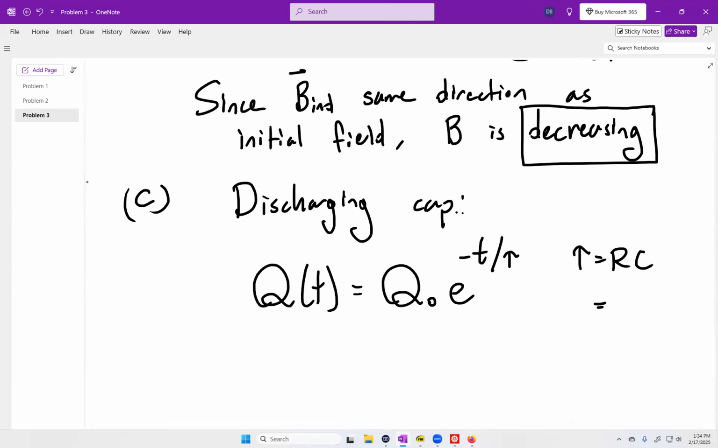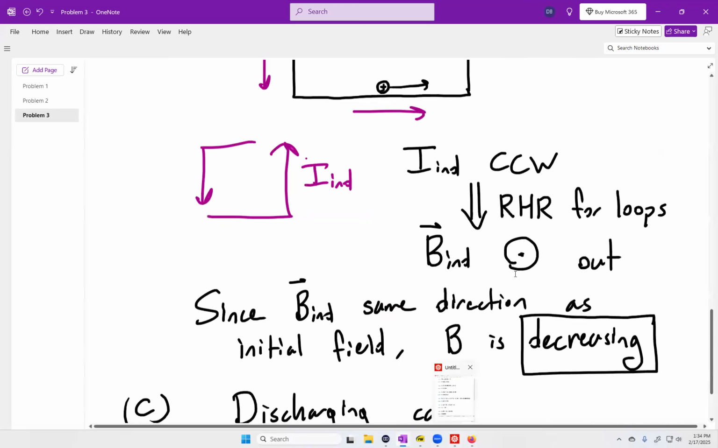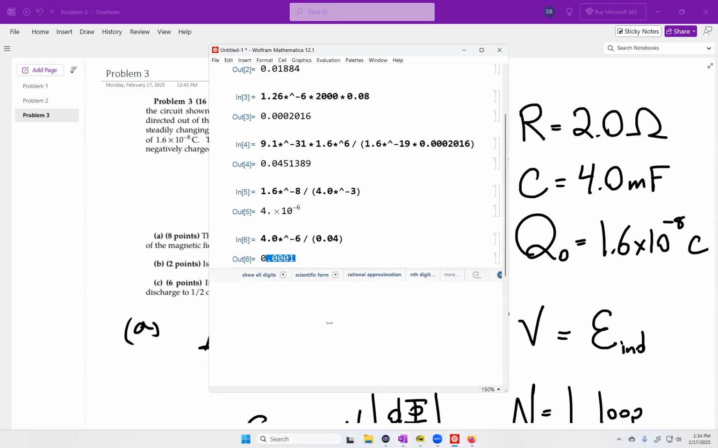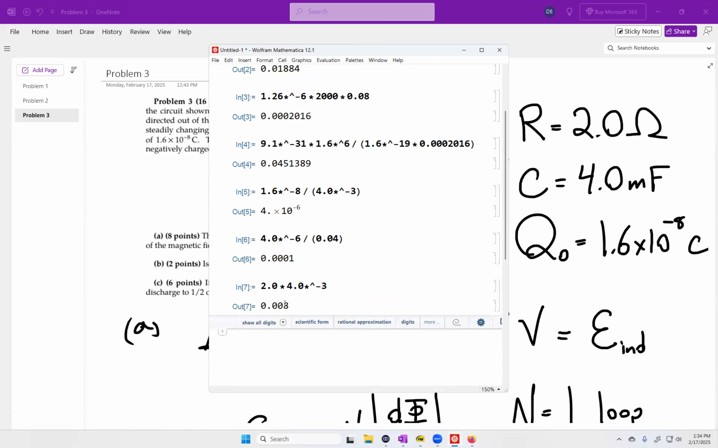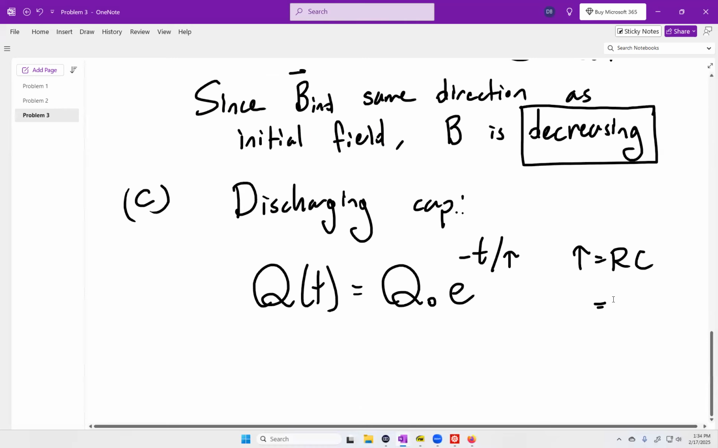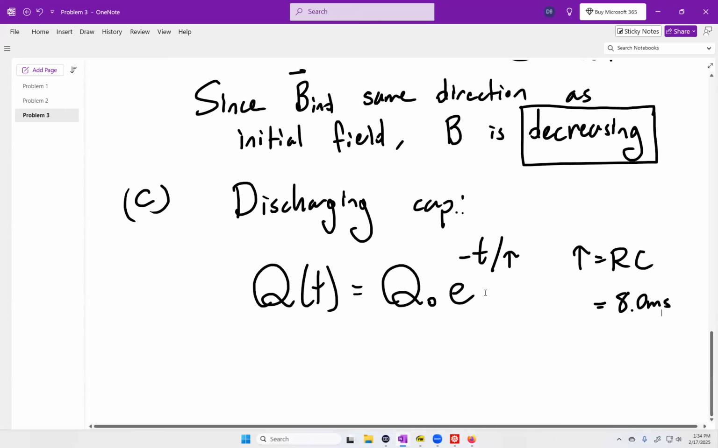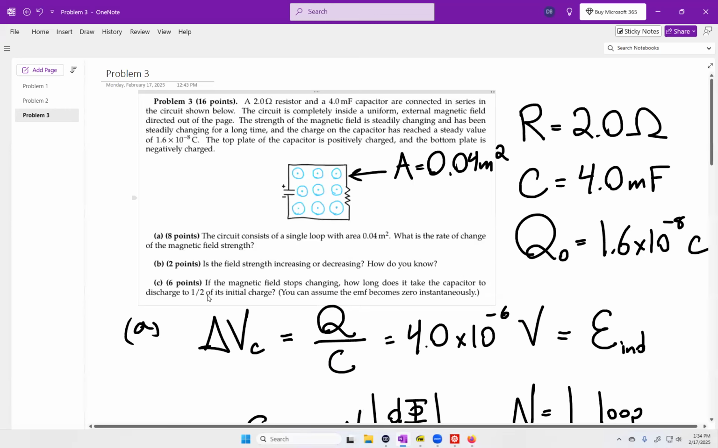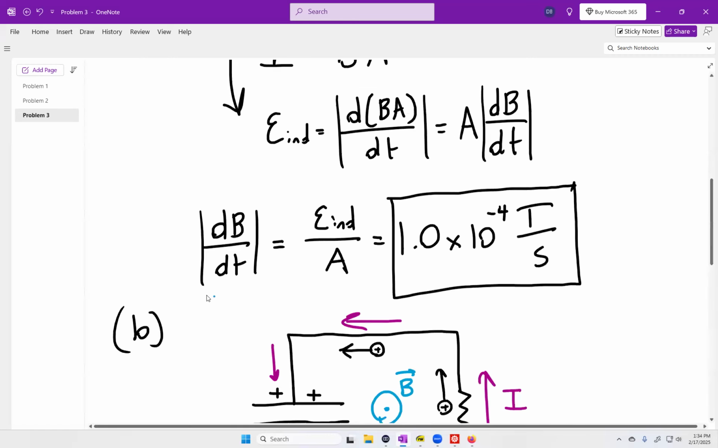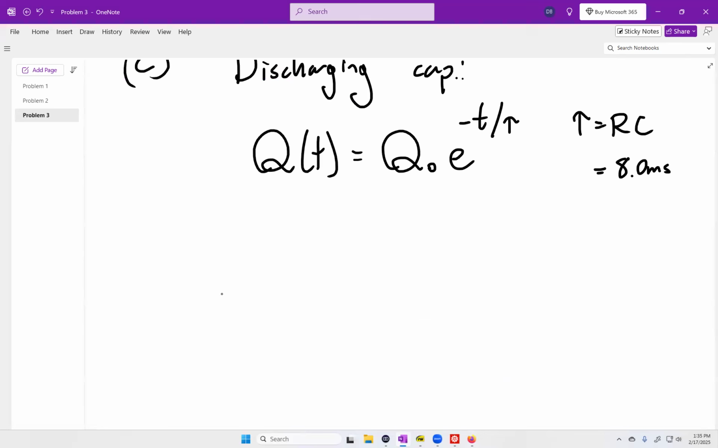So let's go ahead. We're going to need to know what tau is, so let's calculate that. R is 2 ohms, and C is 4 millifarad. So tau is 0.008, or 8 milliseconds. And we're looking for the time for the capacitor to reach half of its initial charge. So we want Q of t to be equal to Q naught over 2.